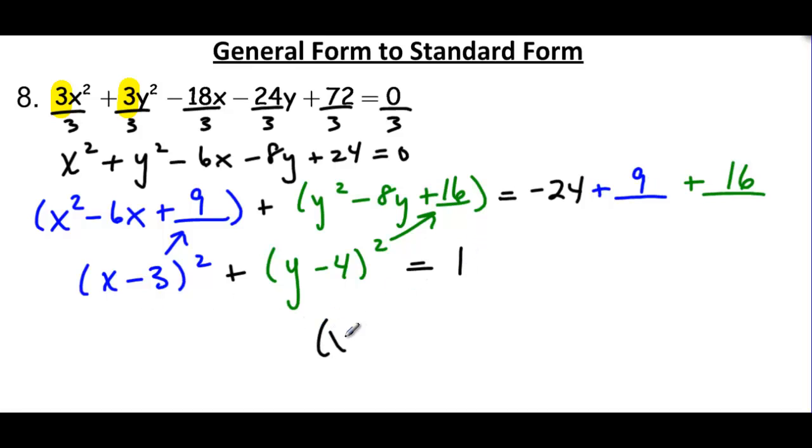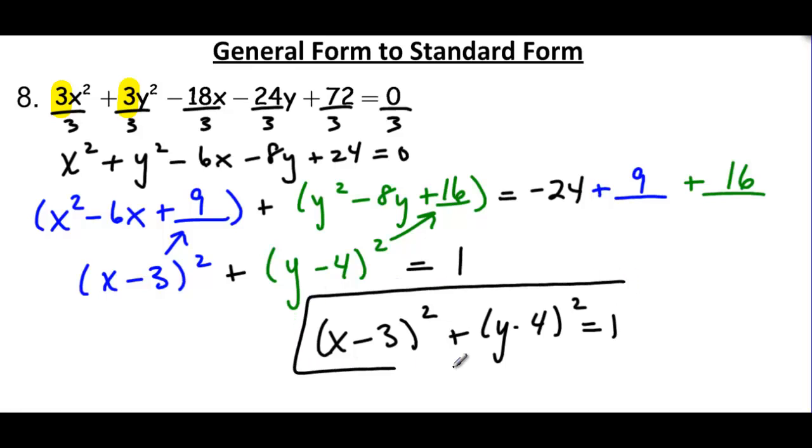So just so you can see it better, my final answer is x minus 3 quantity squared plus y minus 4 quantity squared equals 1. Again, if I asked you to graph this, you'd be able to tell me the center was 3, 4, and it had a radius of 1, because the square root of 1 is 1.